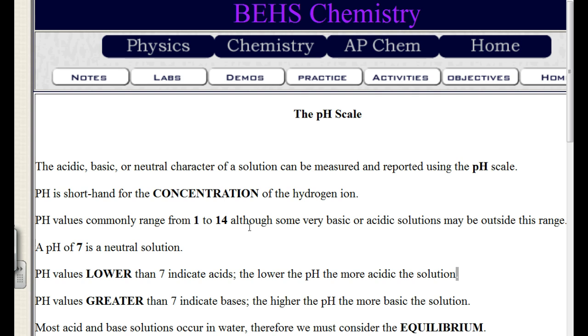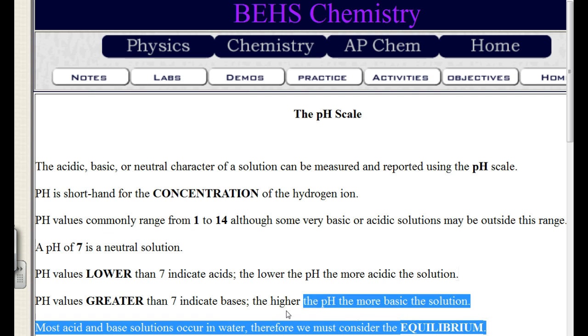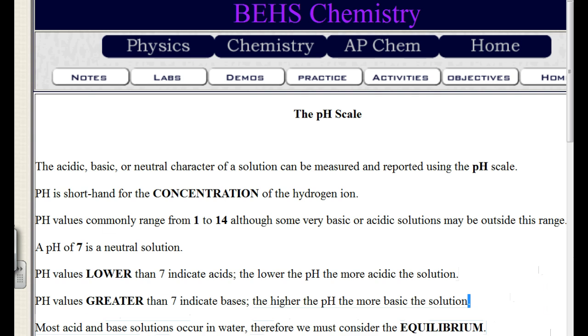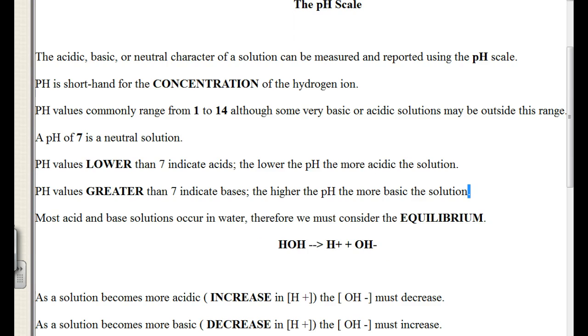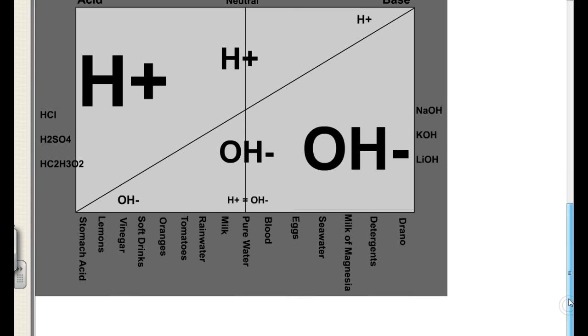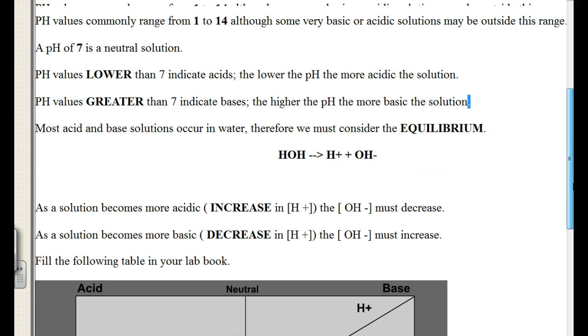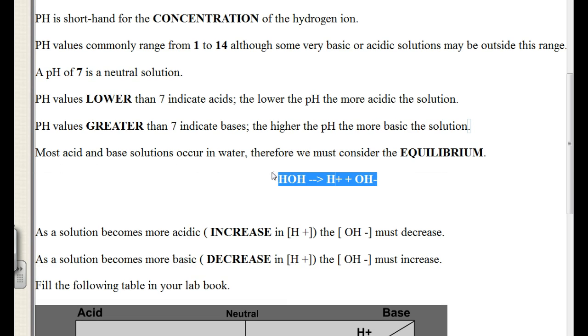Alright, now, most acids and bases occur in water, therefore we must consider the following equilibrium. Alright, so that equilibrium is how water breaks into H plus and OH minus. We've gone over that. Alright?